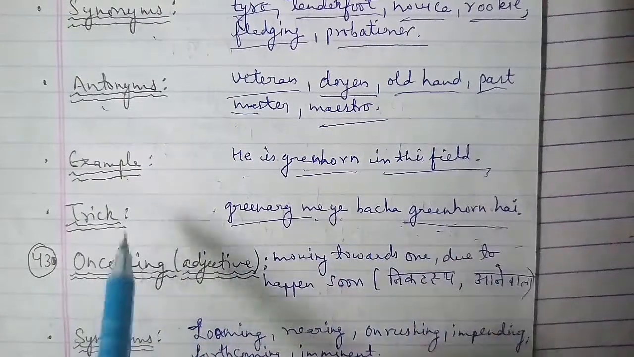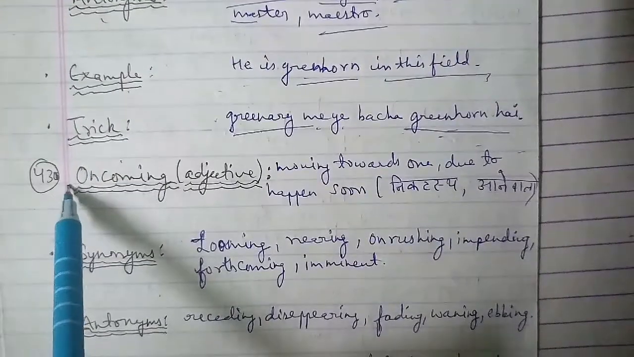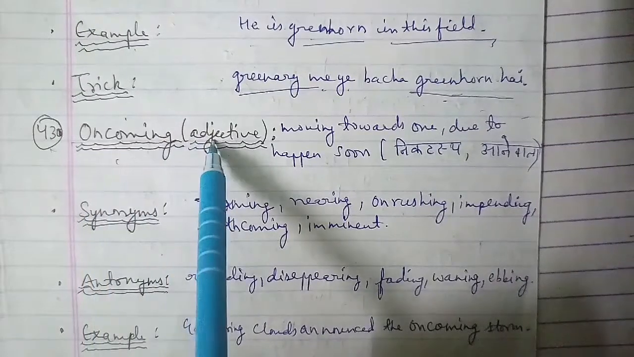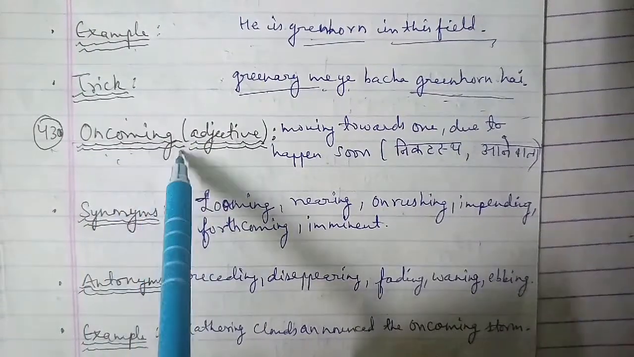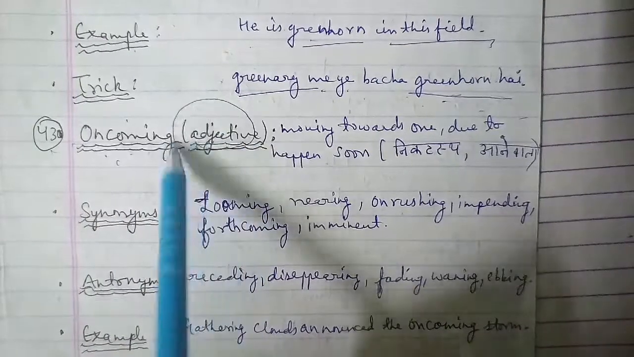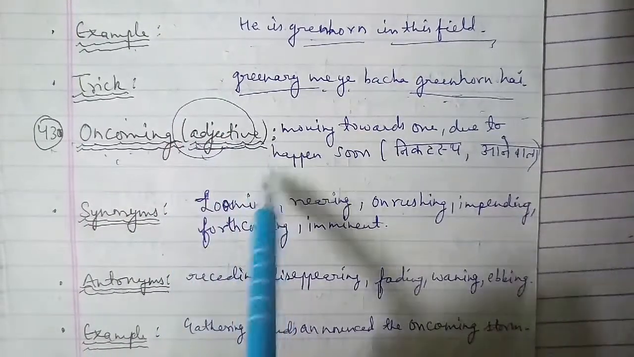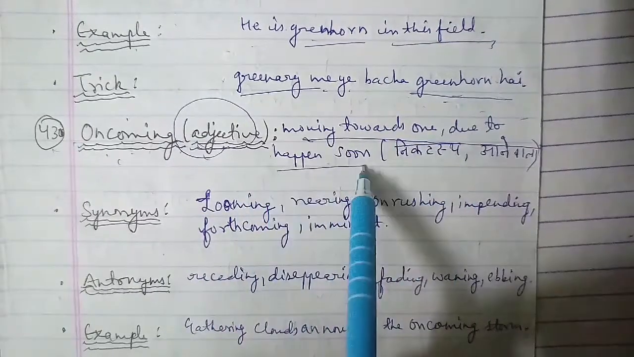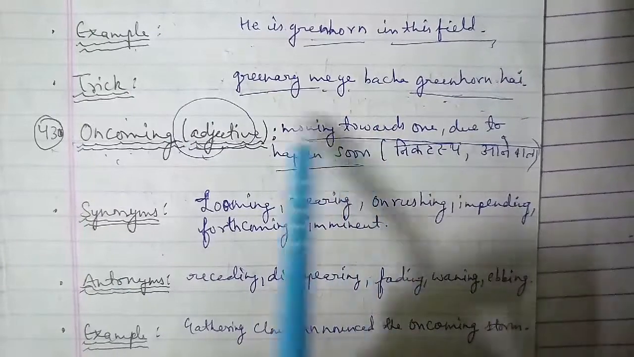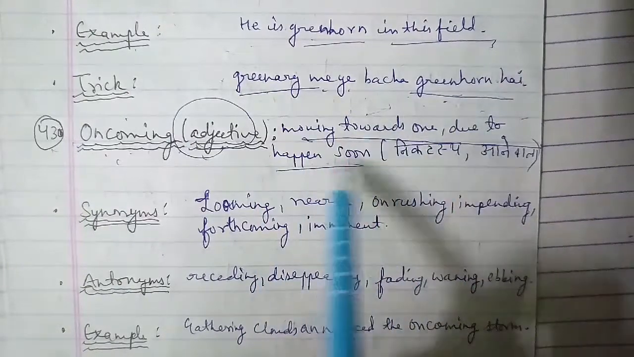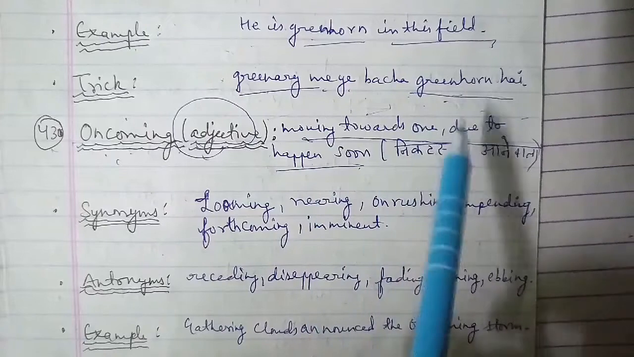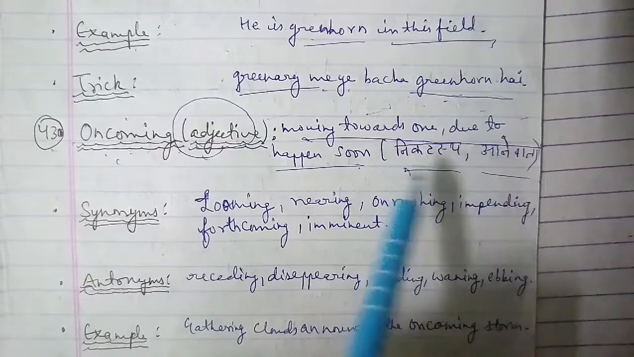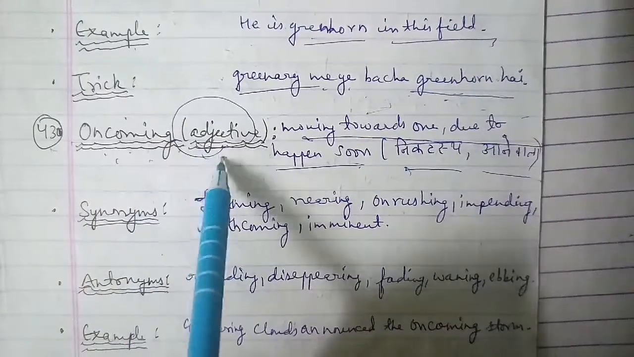The synonyms of oncoming are looming, nearing, onrushing, impending, forthcoming, and imminent. These were the 6 synonyms of oncoming. Now talking about the antonyms of oncoming: receding, disappearing, fading, waning, ebbing. These were the antonyms of oncoming. An example of oncoming is: gathering clouds announced the oncoming storm.